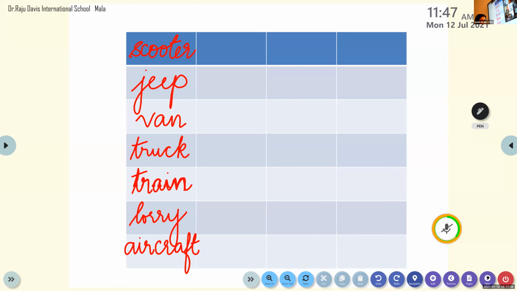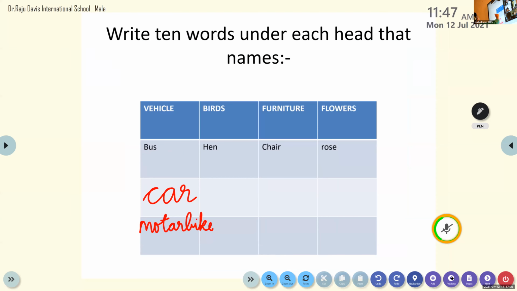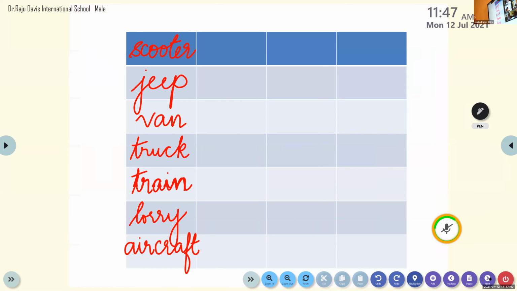All the 10 boxes are over now. 1, 2, 3, 4, 5, 6, 7. Then 3 we haven't finished now. 7, 8, 9, 10. Bus is already written there. So we have 10 names of vehicles. We have already written it. Here, one more box. Yes, complete it then. See that you have written all the names of the vehicles in all the boxes.